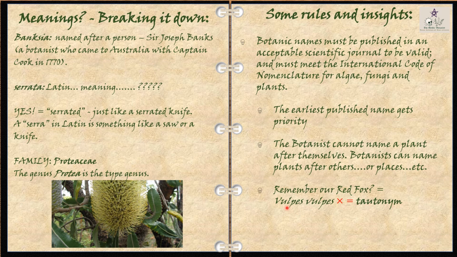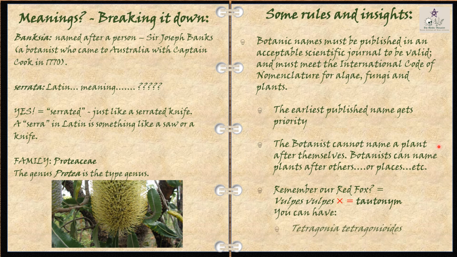But a tautonym is where the name repeats itself. Another example is the black rat, or the common rat. That's called Rattus rattus. A lot of that goes on in fauna, and I'm not a fauna expert, but you will notice a lot of birds and other vertebrates having similar or the same genus and species name.